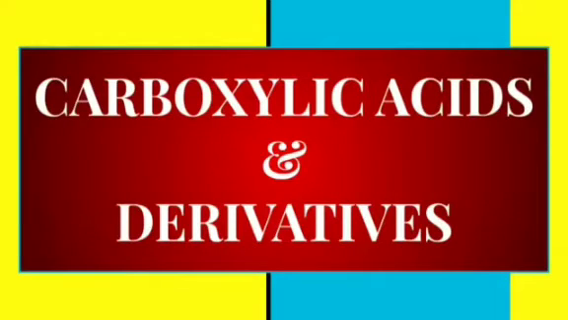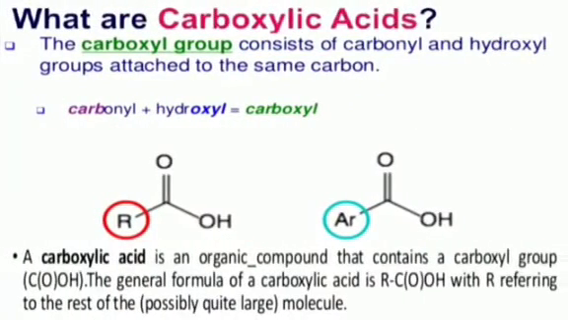So now we are going to see about the carboxylic acids and its derivatives. So let's see what are carboxylic acids. If you observe the name carboxylic, the word came from two functional groups. The first one is the carbonyl group and the other one is the hydroxyl group.